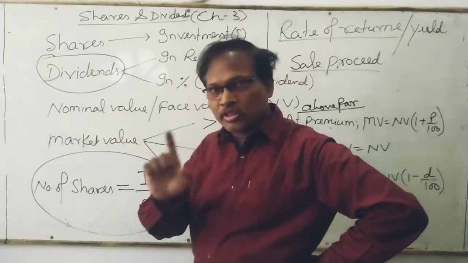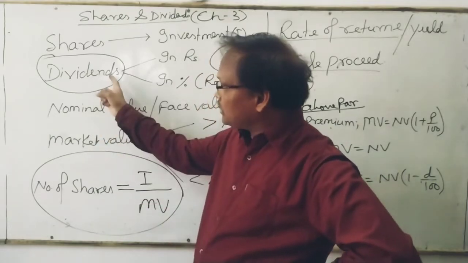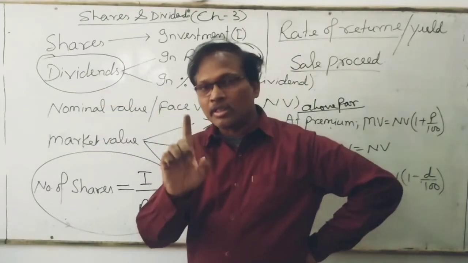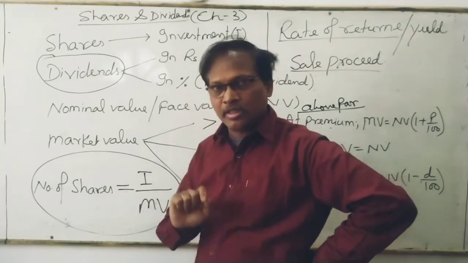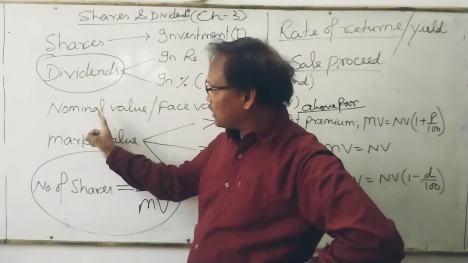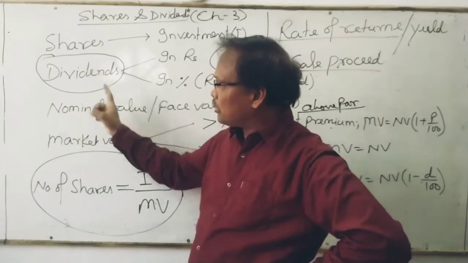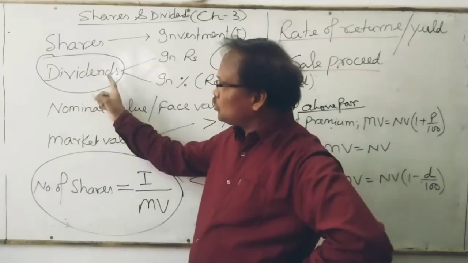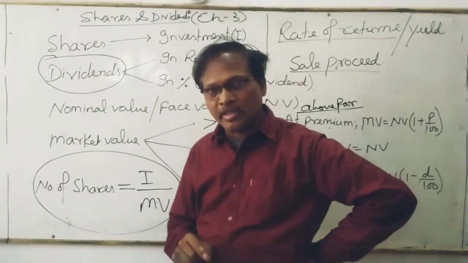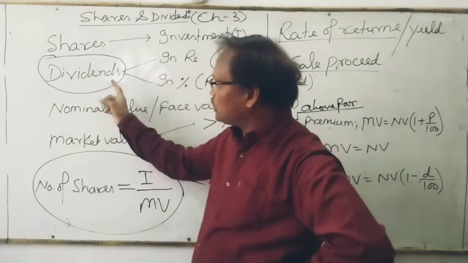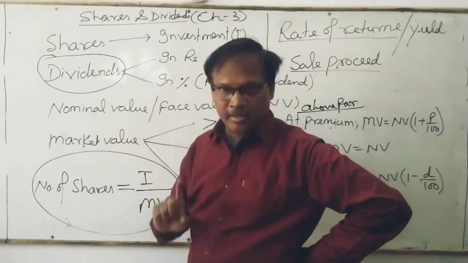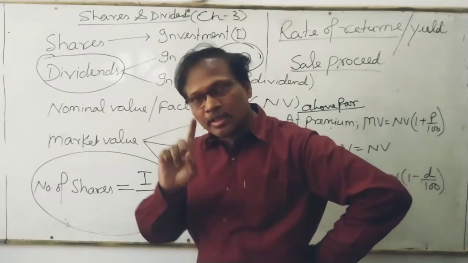And nominal value is rupees 100. Dividend is always calculated on the nominal value, not on the market value. So the nominal value is rupees 100 and a 2% dividend is given by the company to the shareholder. So it means only 2 rupees will be received. One share will get only 2 rupees.